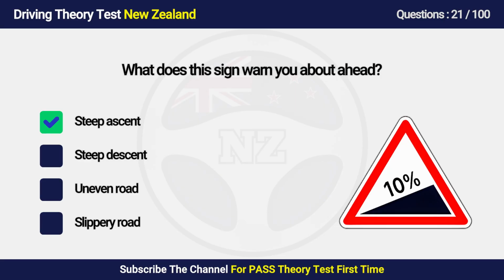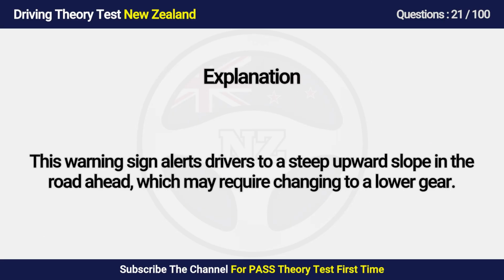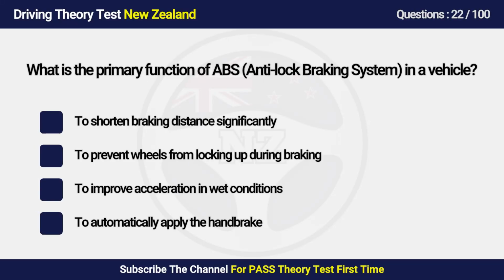Answer is A. Steep ascent. This warning sign alerts drivers to a steep upward slope in the road ahead, which may require changing to a lower gear. Question 22. What is the primary function of the ABS braking system in a vehicle? A. To shorten braking distance significantly. B. To prevent wheels from locking up during braking. C. To improve acceleration in wet conditions. D. To automatically apply the handbrake.